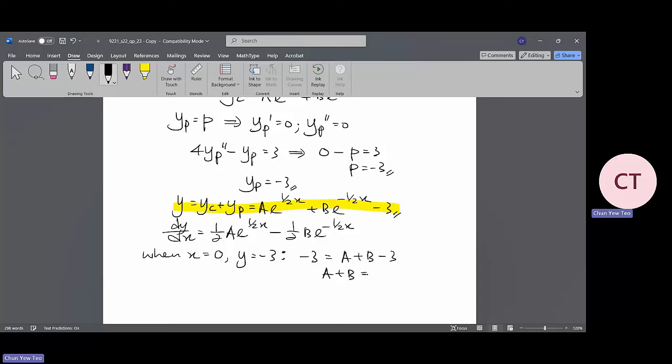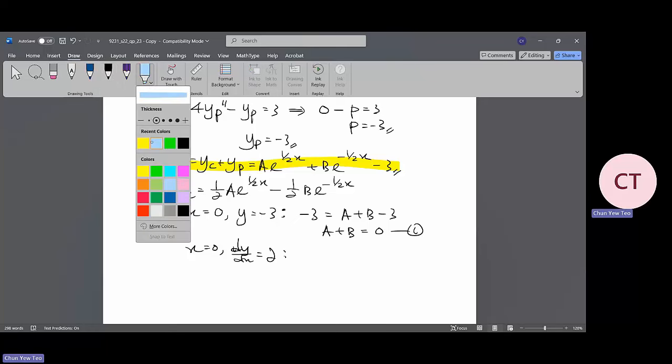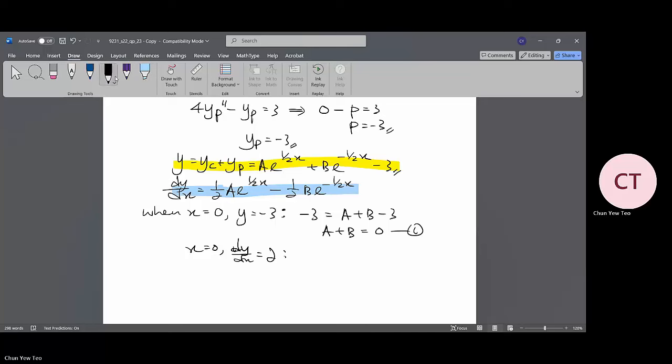Your A plus B is 0. That will be your equation 1. When x is 0, dy/dx is 2. So you will replace it inside these equations. You get 2 equals ½A minus ½B. That means your A minus B is 4. That will be your second equation.